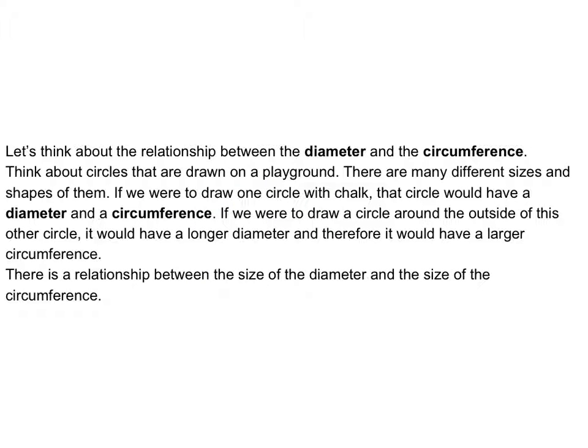So let's think about the relationship between the diameter and the circumference. Think about circles that are drawn on a playground. There are many different sizes of them. If we were to draw one circle with chalk, that circle would have a diameter and a circumference. If we were to draw a circle around the outside of this circle, so if we had our first circle here and then another circle out here, we would have a longer diameter and therefore a longer circumference.